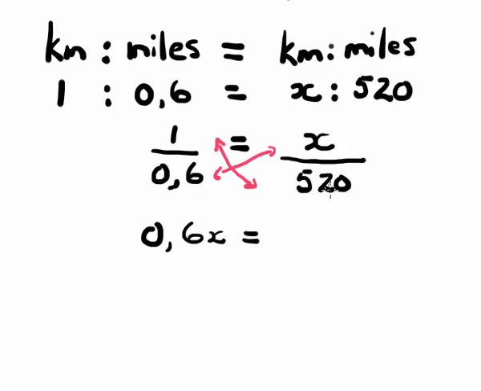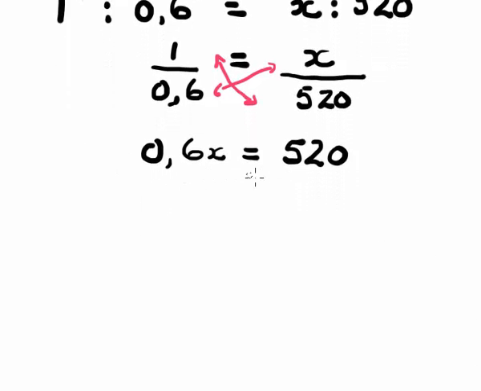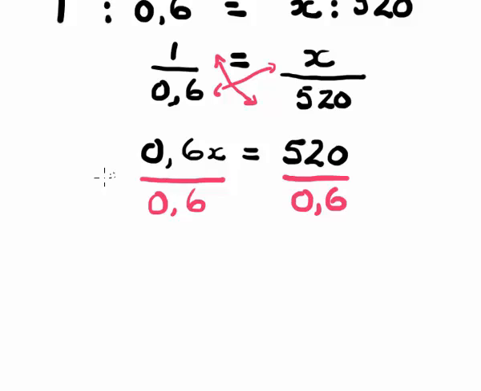0,6x. And then on this side, 1 times 520 is of course just 520. Now think back to your days when you were doing these equations, and you do have to be able to solve simple equations like this. We want to get x by itself, so we're going to divide this side by 0,6, the coefficient of our x, and whatever you do on the one side, you must also do on the other side. So we're going to divide here by 0,6 as well. When we do that, these two over here are going to cancel nicely, so that we get just x left on the left-hand side, which is what we want.